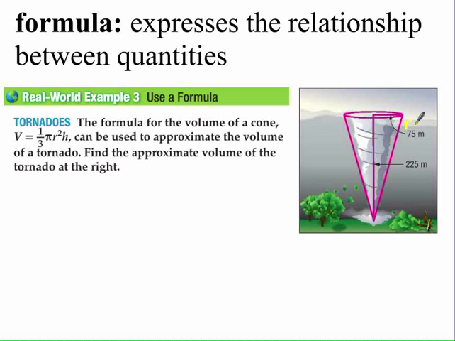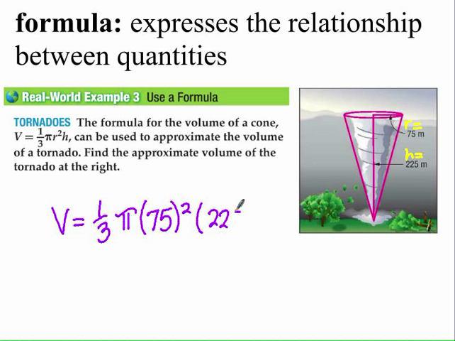Okay, R would be right here. Okay, what is the 225? The height, which is h. Okay, so then now all I'm going to do is use that formula to find the volume. So volume equals 1/3 pi, R is 75, and then the height is 225.